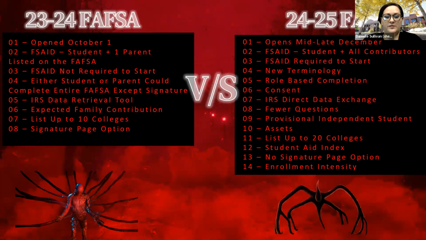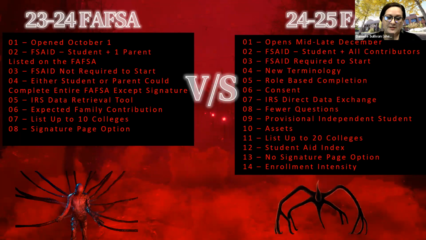There's also going to be a new status called provisional independent student, and that is where a student who may not be able to provide their parents' information on the FAFSA will be able to still submit the FAFSA and have an estimated student aid index calculated for them. That's a big change because right now the FAFSA goes into a rejected status and it does not calculate an EFC. So that's going to be something different. And we have a whole section on that as well.